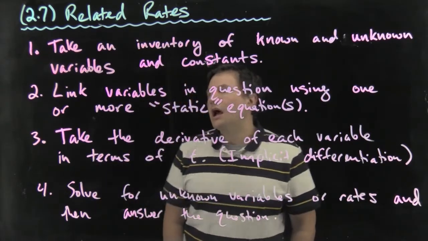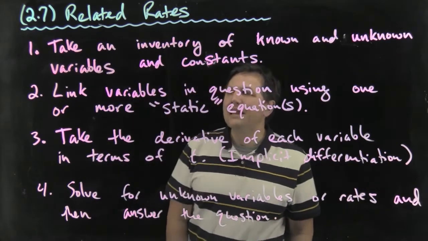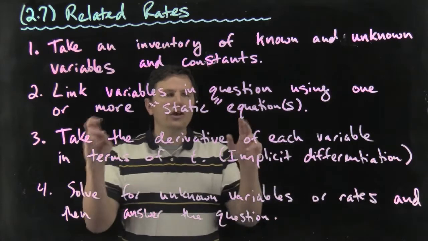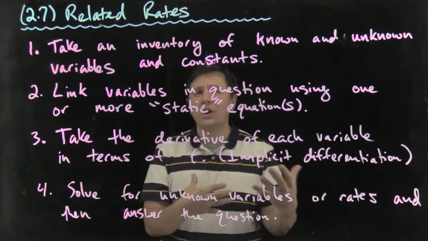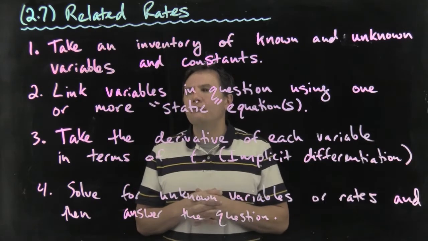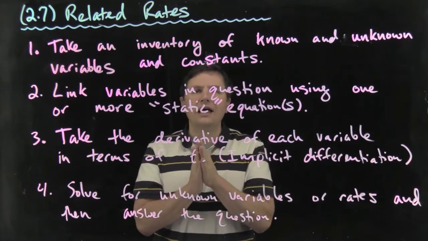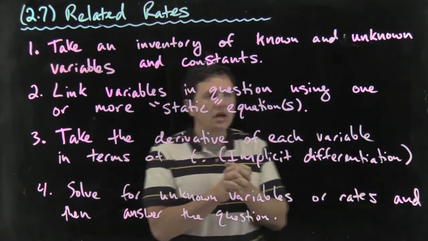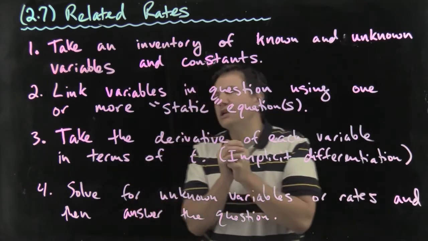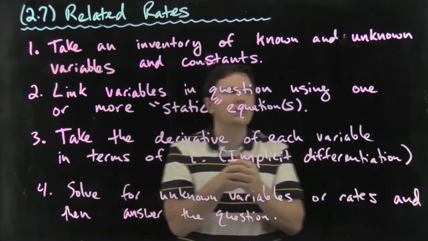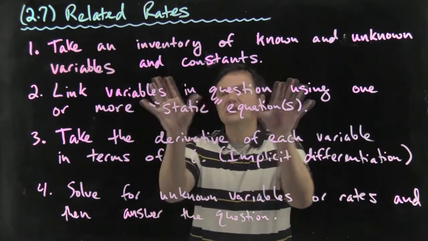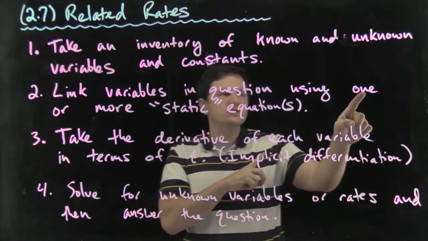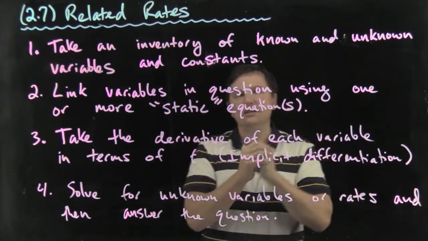Okay. The second thing we're going to do here is we want to link the variables in question using one or more static equations. Static equations being sort of standard equations that are frozen in time, and we'll talk more about that. Today we're going to be using a lot of actually the Pythagorean theorem, a squared plus b squared equals c squared. So these tend to be pretty standard geometry equations. There are problems that we're going to see at some point where they actually give you this equation. That makes things a little bit easier here. And most of the ones we'll be talking about will have one equation that links everything together.